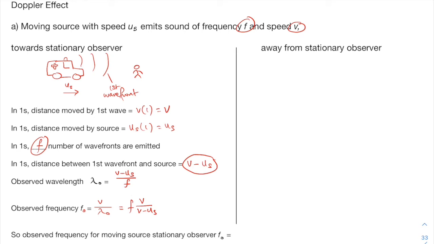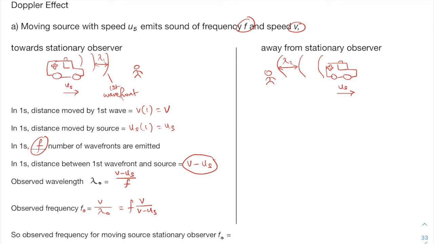Now let's look at the second case for the first scenario, where the moving source is moving away from the stationary observer. So I have here the observer stationary and the ambulance moving away. And similarly, the wavefront is given off by the ambulance, an ambulance moving with a speed u subscript s. Now notice the distance between the wavefront here, lambda 2, and the wavefront here, lambda 1, is different. So lambda 2 obviously is bigger than lambda 1.